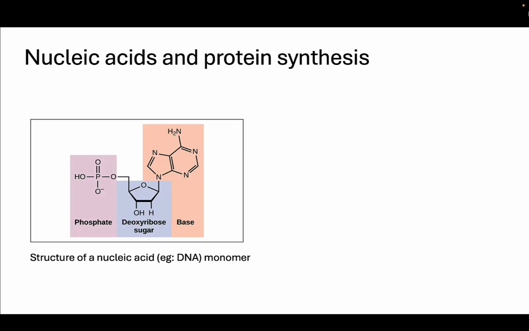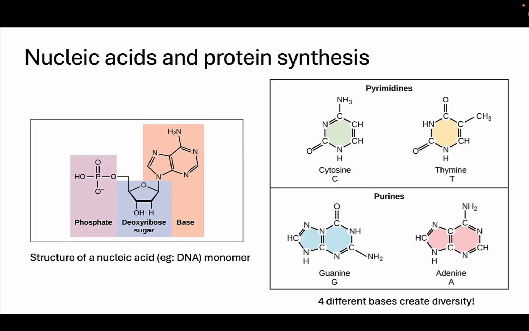Nucleic acids, DNA, this is responsible for our genetic code. So the instructions for creating proteins and sort of how we are. And here's the structure of a nucleic acid monomer. We have a phosphate, a deoxyribose sugar, and then a base, which is the part that's going to change in this example. And for this base, we have 4 different bases. We have 2 classified as the pyrimidines, so cytosine and thymine, C and T for DNA. And we have 2 that we'll call purines, which are A and G.